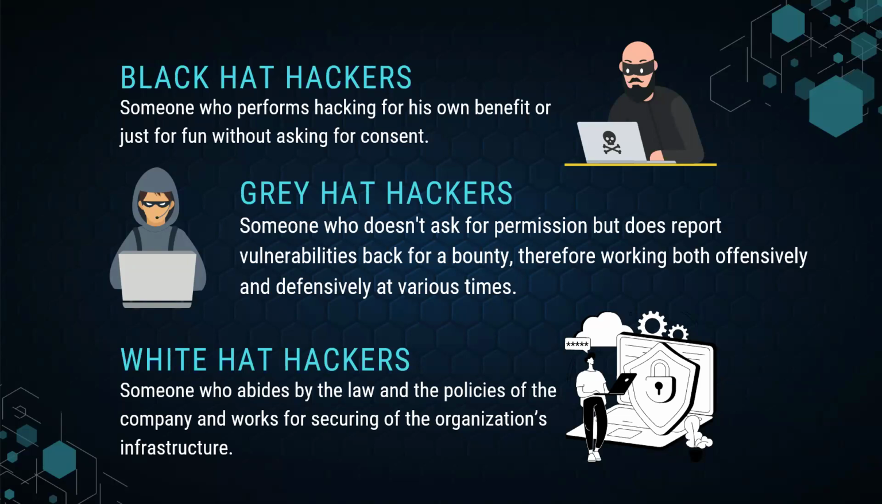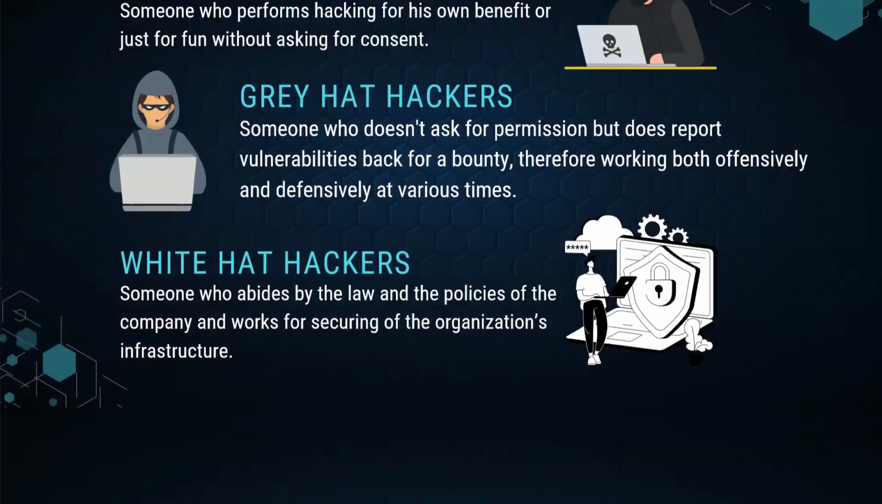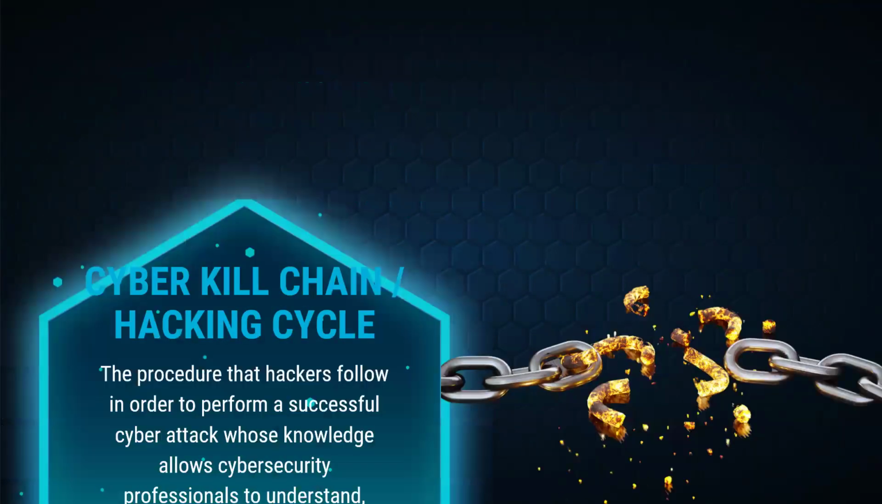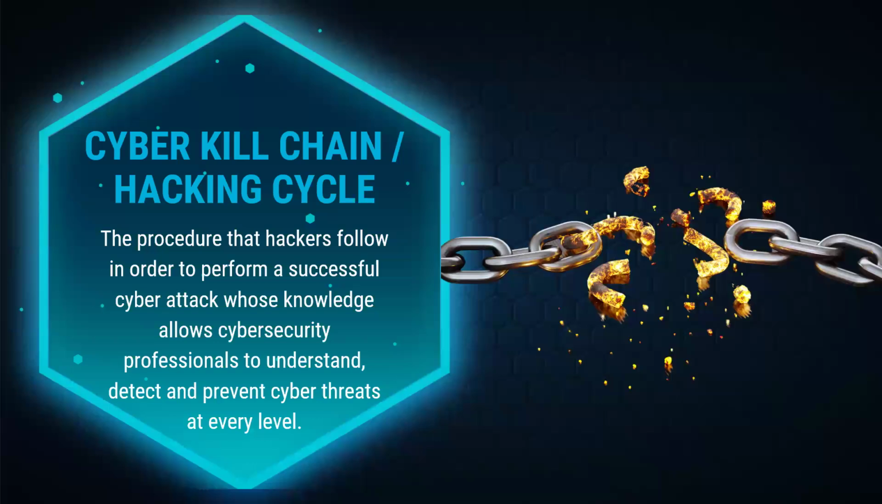Now, no matter what category of hackers you take here, black hat, gray hat, or white hat hackers, all of these are professionals who perform hacking or ethical hacking in a certain procedure. And that procedure is called the cyber kill chain. Some organizations also refer to this procedure as the hacking cycle. It's one and the same.